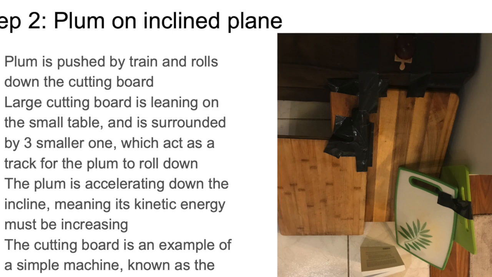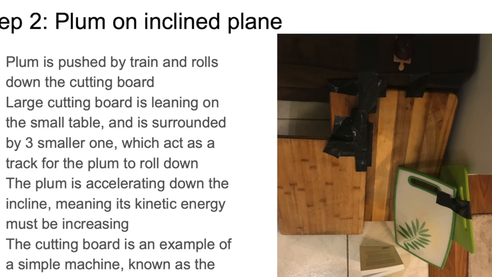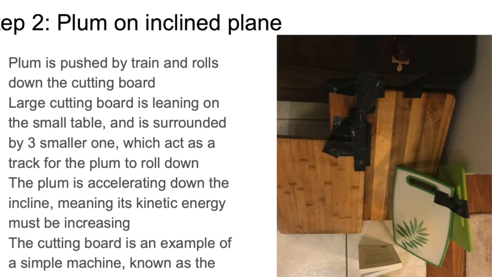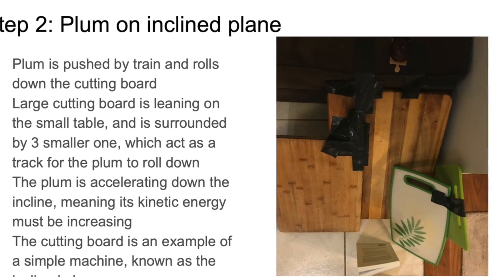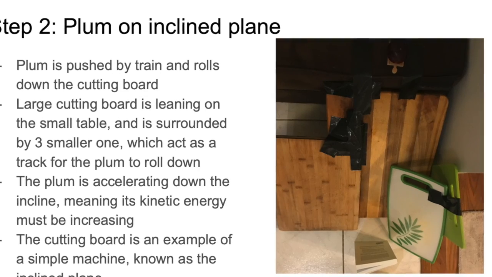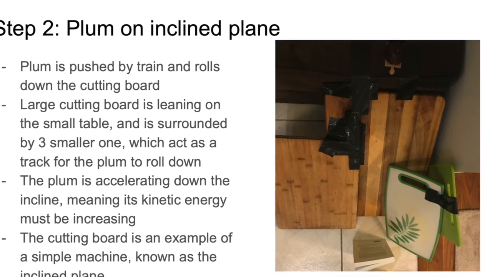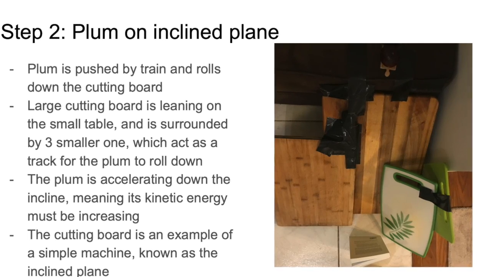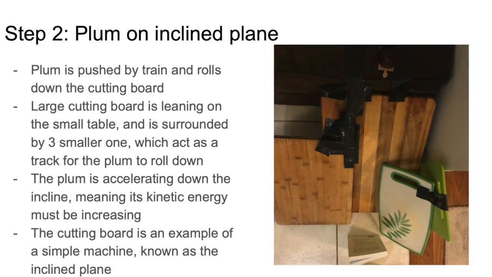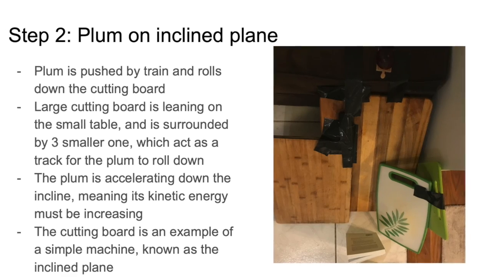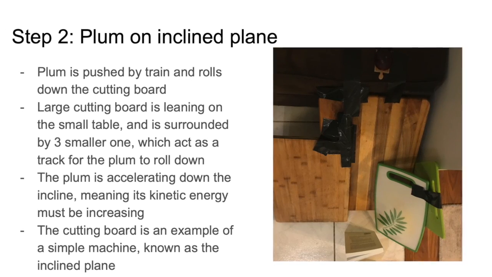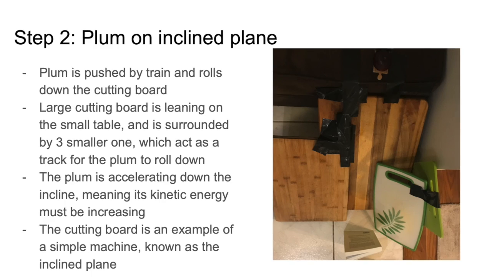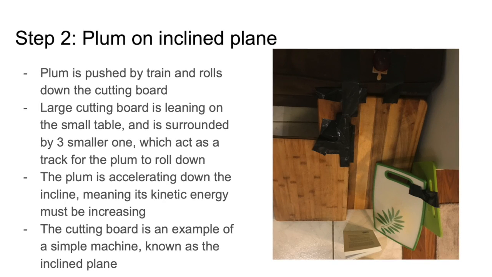The second step of the Kangarubinator is the plum on an inclined plane. Here, the plum is pushed by the train and rolls down the cutting board. As the plum is rolling down the incline, its kinetic energy is increasing. The cutting board leaning on the table is another example of a simple machine, known as the inclined plane. To make sure the plum is rolling down the path I wanted it to, I put cutting boards on each side of the inclined plane, so it will roll down how I want it to hit the books.